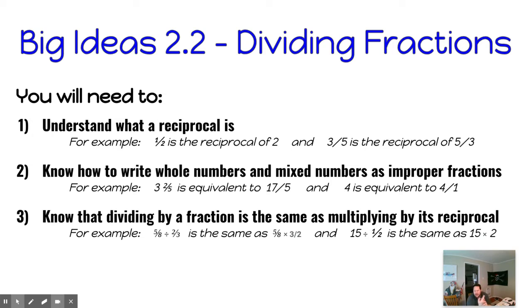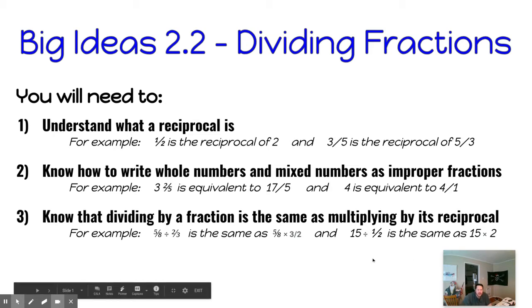You also have to know that if you have 4, you can rewrite that as 4/1. So any whole number, you just put 1 underneath it. Boom, it's a fraction. And you also have to know that dividing by a fraction is the same as multiplying by its reciprocal. That is complex. It sounds horrible. It's actually not. So let's talk about first what the heck a reciprocal is.